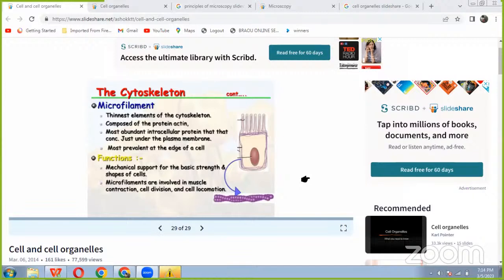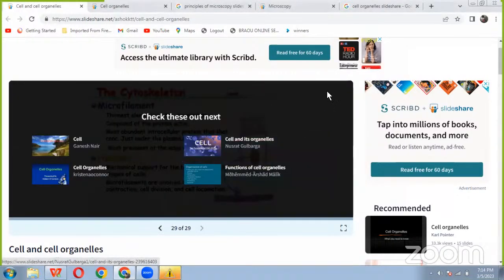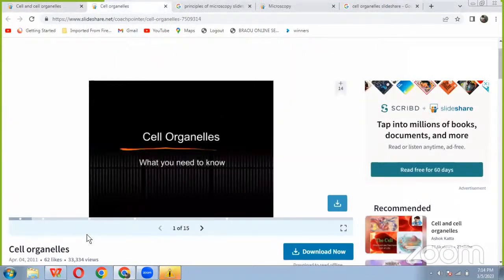Cell organelles. These are the two topics: the structure of the microscope, the reduction of the microscope, the types of the microscope, and the types of cell organelles.